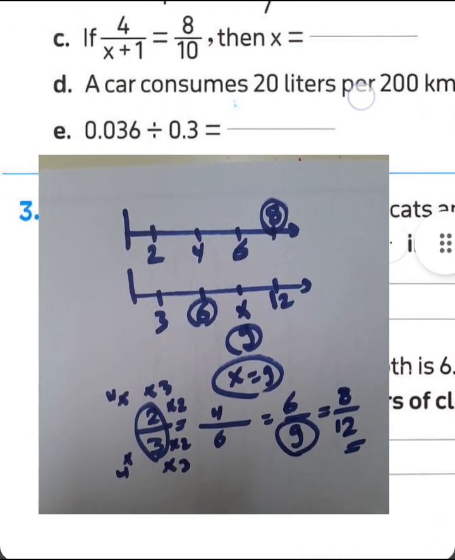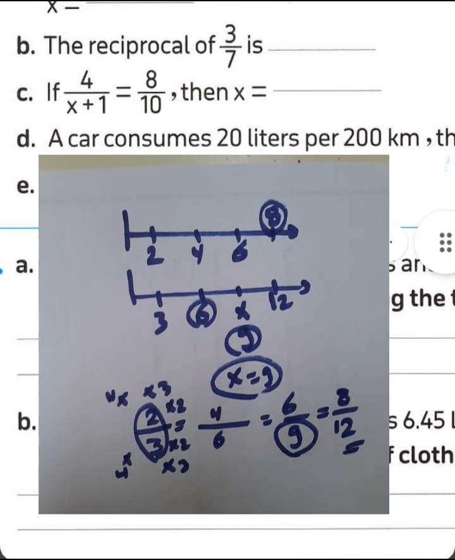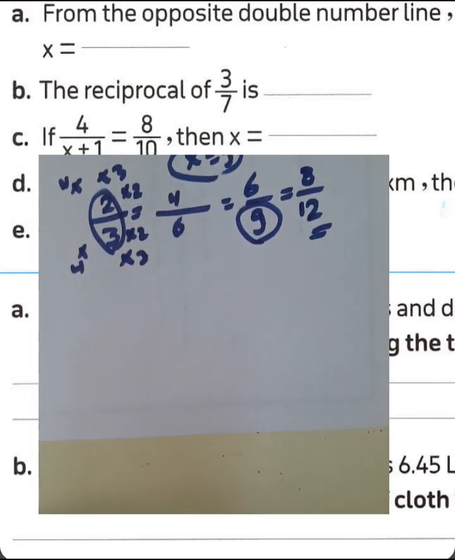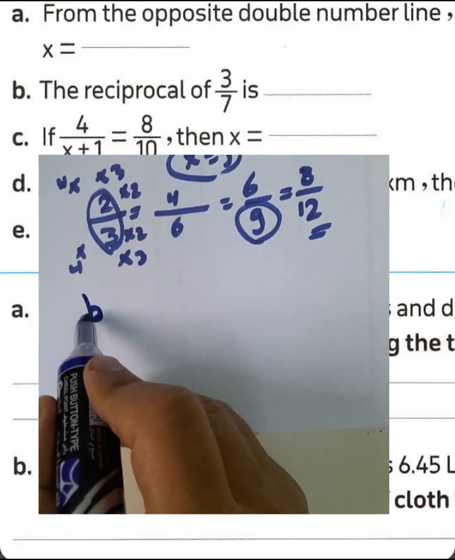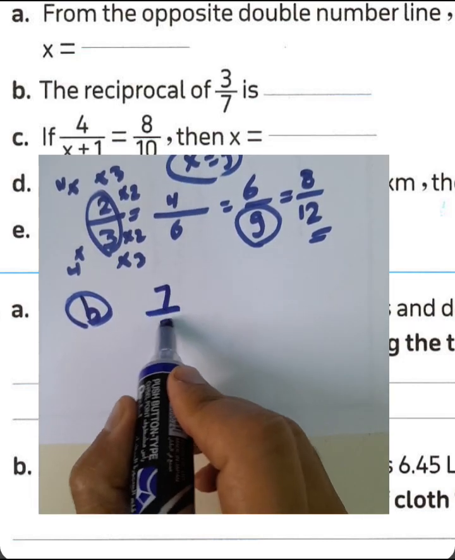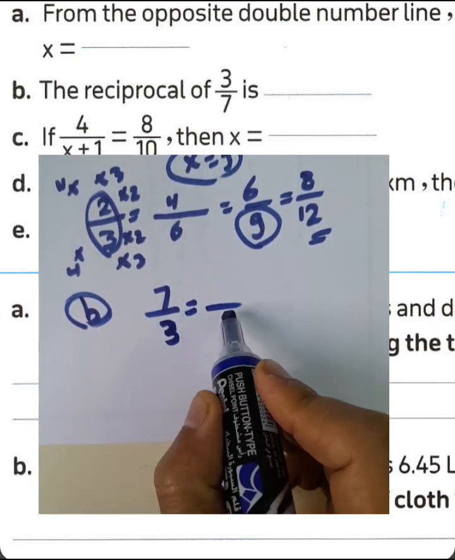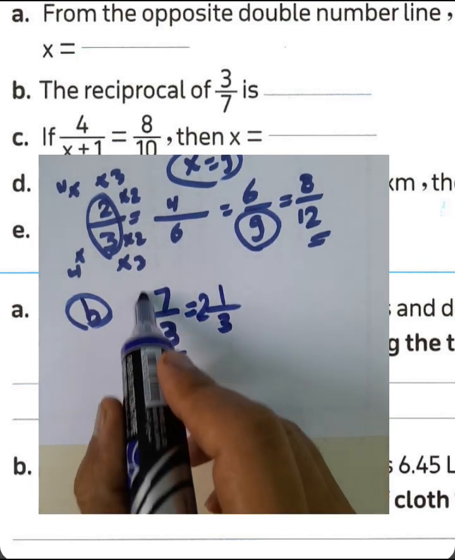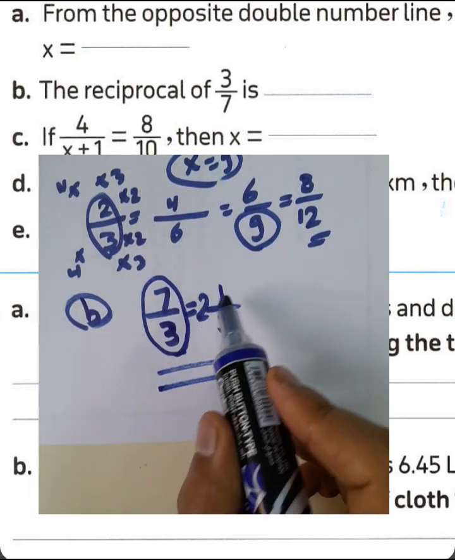Next example, letter B: the reciprocal of 3 over 7 will be the inverse of this number. It will be 7 over 3. Write 7 over 3, and we know 7 over 3 you can convert to a mixed number: 2 times 3 equals 6, and the remainder is 1. Then the result will be 7 over 3, or 2 and 1/3.